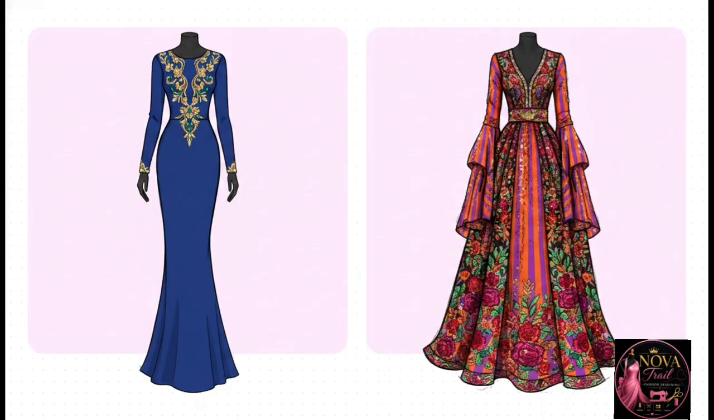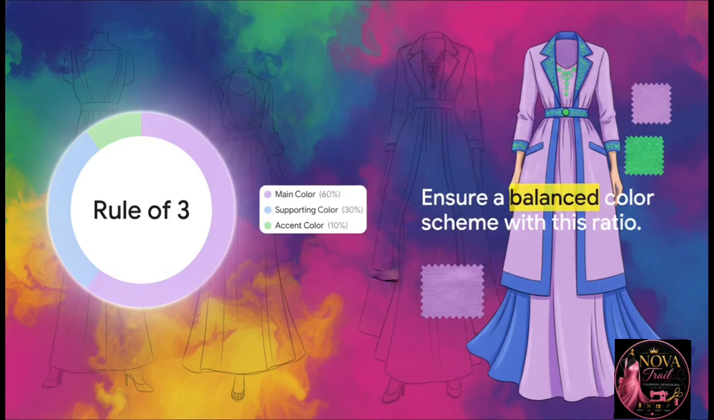Everything else should just quietly support that one main attraction. Now, when it comes to coloring your sketch, just rely on this simple rule of 3: a main color, a supporting color, and an accent color. This ensures your scheme is balanced and intentional. Think of it like this.